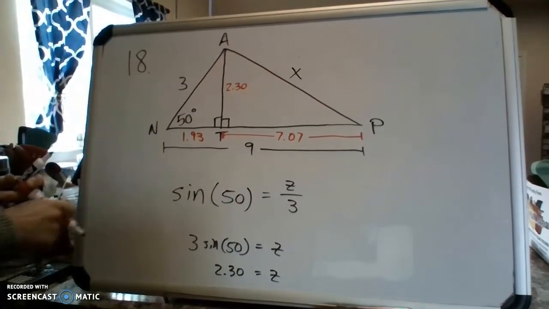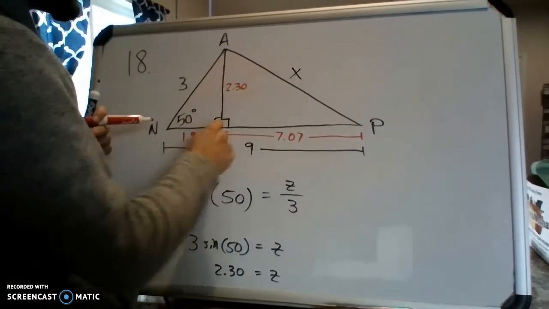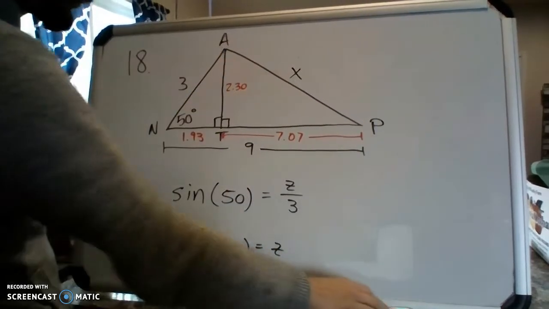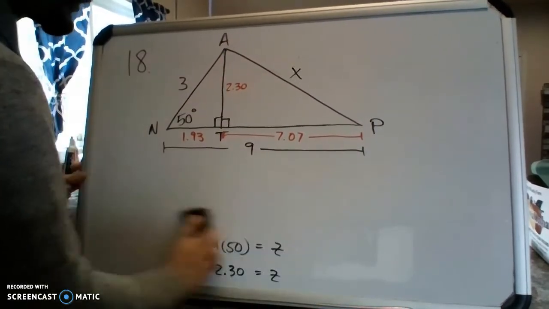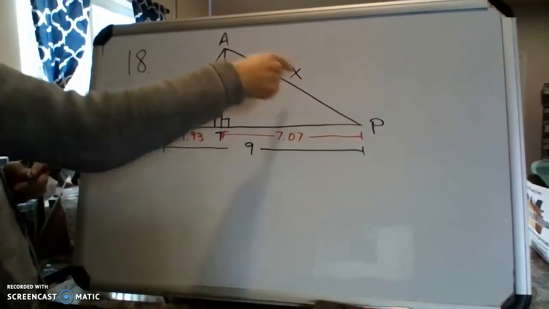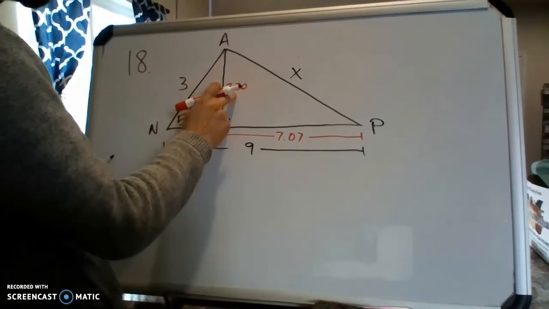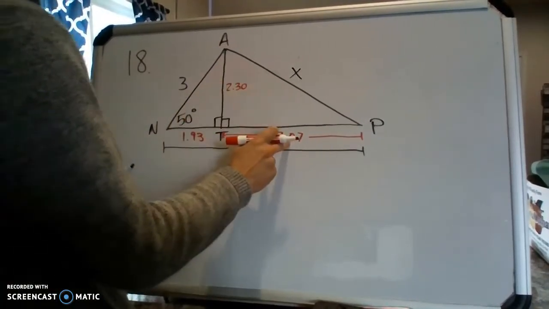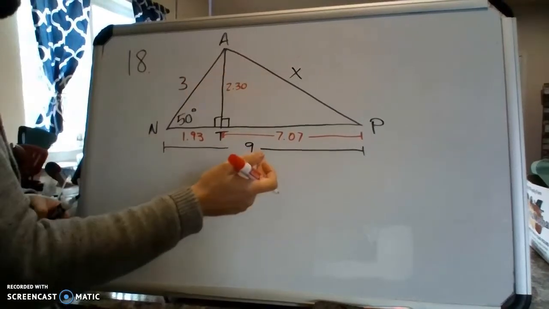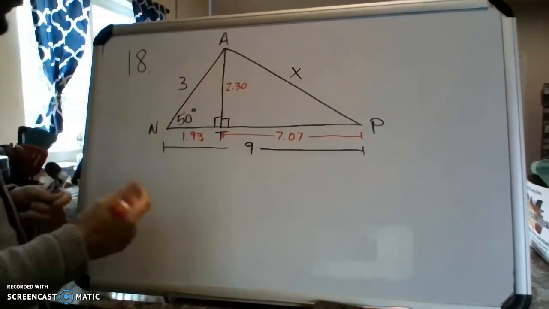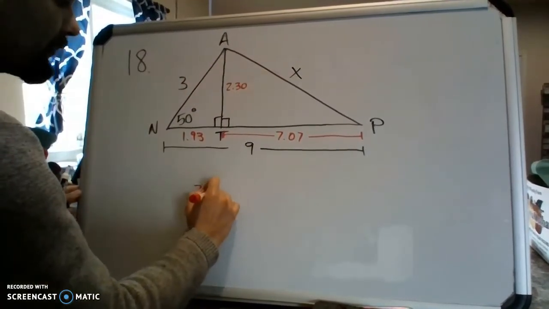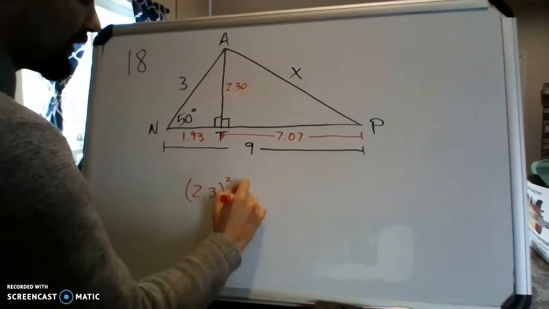Now we have enough information to solve for x, because we know 2 of the side lengths of this right triangle. Anytime you know 2 of the side lengths of a right triangle, you can use the Pythagorean theorem to get the third side length. So this 2.30 and 7.07 would be the 2 legs of the triangle, and then x would be the hypotenuse. So we're going to pop that into the Pythagorean theorem.